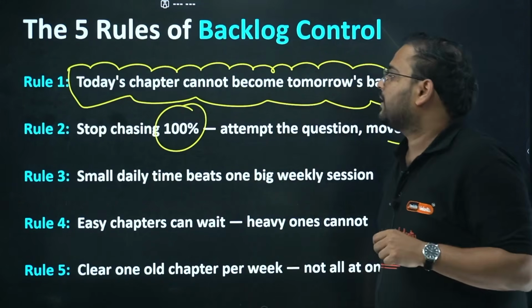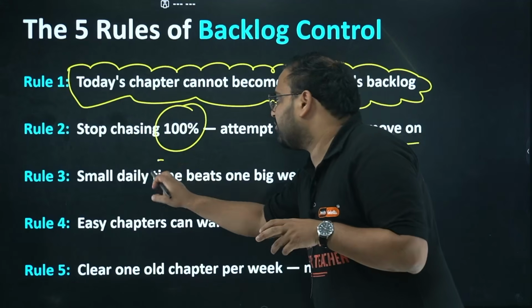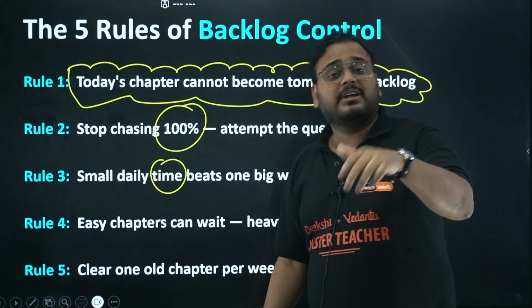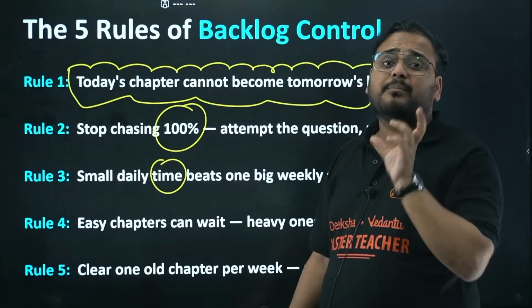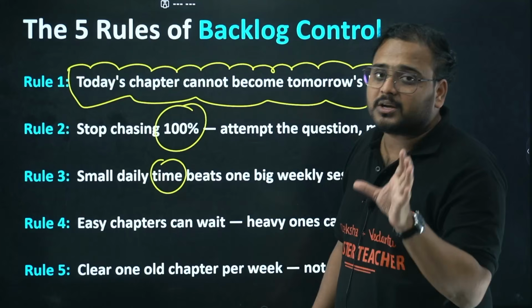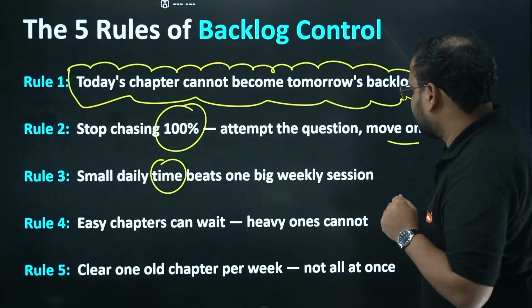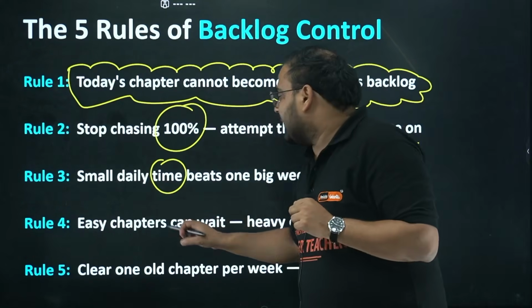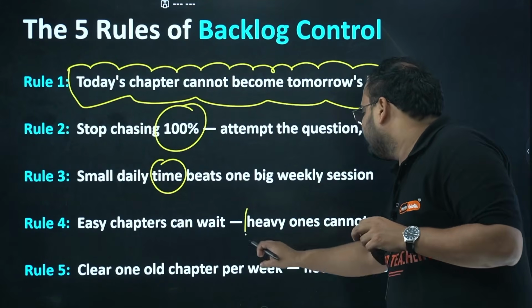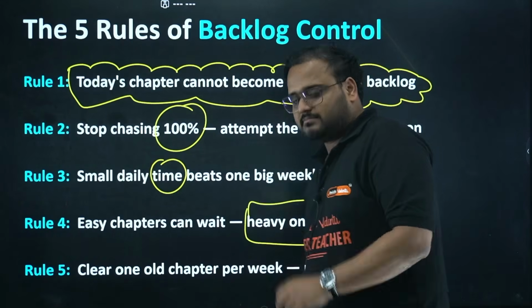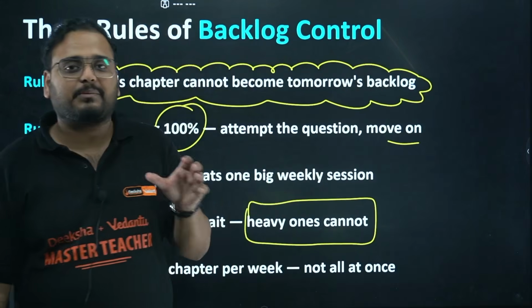Rule number 3, small daily time. As I mentioned, 45 minutes a day, 30 minutes a day, that counts to close to 1,000 minutes a month. That's a lot if you consider small chapters in CET preparation. Okay, easy chapters can wait. Do not always start preparation with easy chapters.